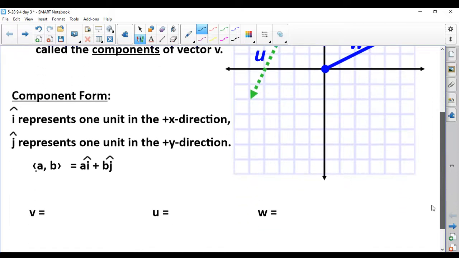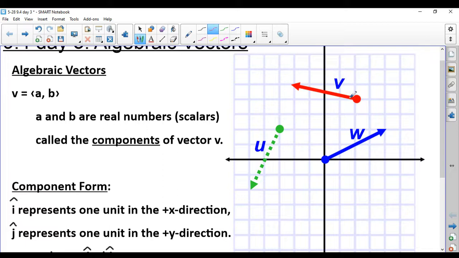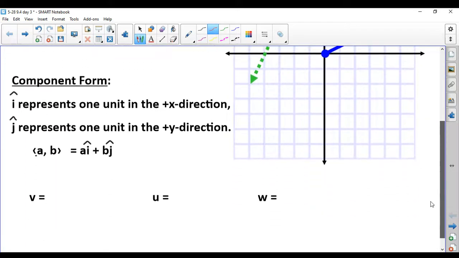Here's an example. If I want to write vector v, I go to this picture and look at v, and I'm going to count. v goes 1, 2, 3, 4 to the left. So it goes -4 in the x direction, and it goes up 1. And make sure you're going from the initial point to the end. Always go in the direction toward the arrow. So it goes 4 to the left and 1 up. I can write that as the x component is -4 and the y component is 1. Or I can use my component form, -4 i hat plus 1 j hat, or just -4 i hat plus j hat.